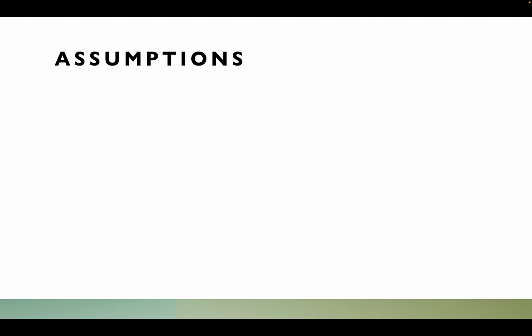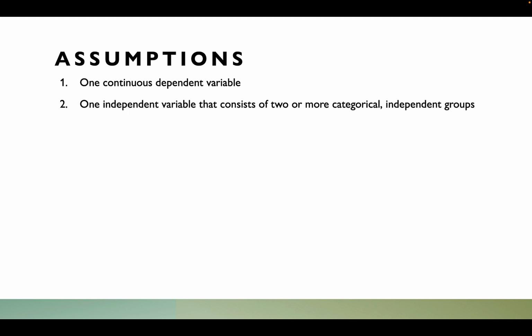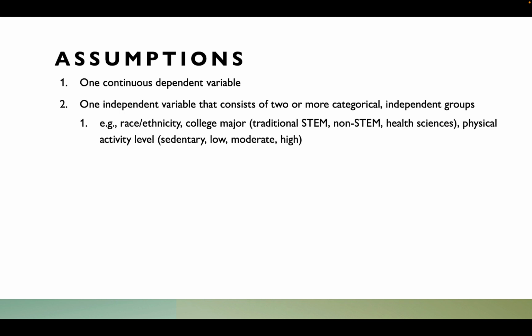Okay, what are the assumptions that we need in place to be able to run an Ancova? All right, well, as usual in the ANOVA world, we need one continuous dependent variable. We need one independent variable that consists of 2 or more categorical independent groups. Examples would be race, ethnicity, college major, as here I've given you 3 groups: traditional STEM, non-STEM, and health sciences. Another example would be physical activity level, where we have 4 groups: sedentary, low, moderate, and high.